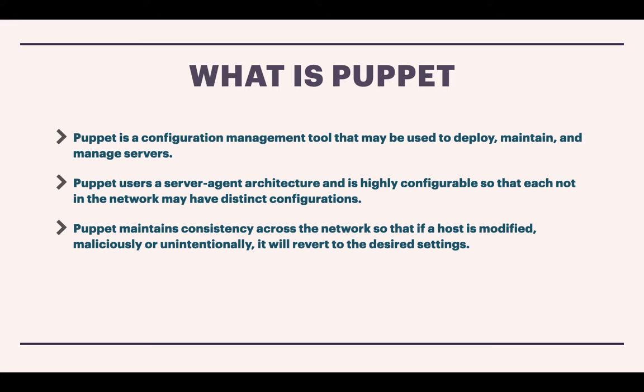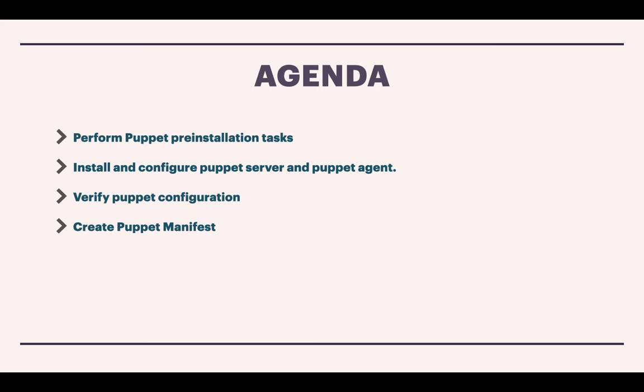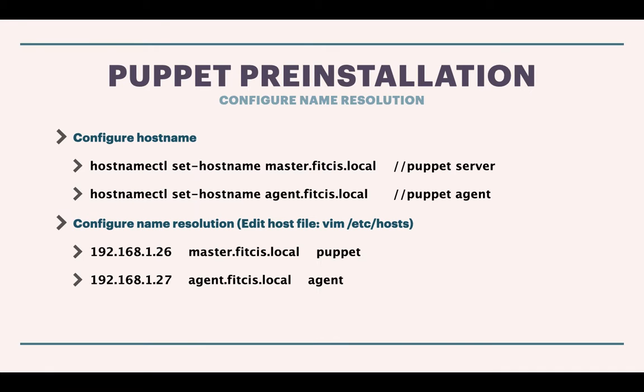What is Puppet? Simply speaking, Puppet is a configuration management tool used to deploy, maintain, and manage servers. It uses a server client architecture, and it helps the network administrator maintain consistency across all the nodes in the network. In this presentation, I'm going to perform Puppet pre-installation tasks, install and configure Puppet server and Puppet agent, verify Puppet configuration, and create a Puppet manifest.